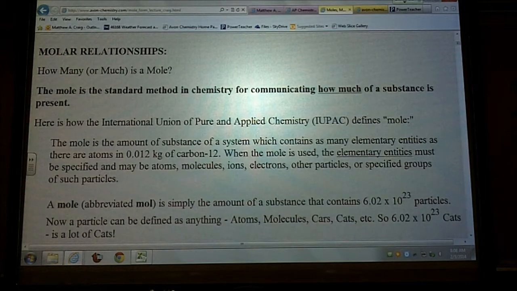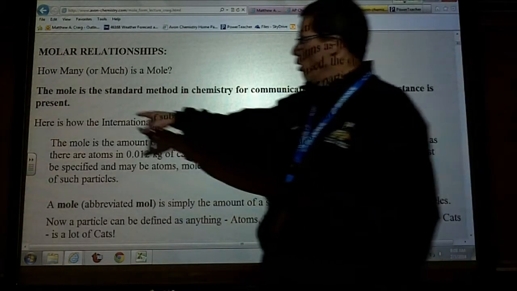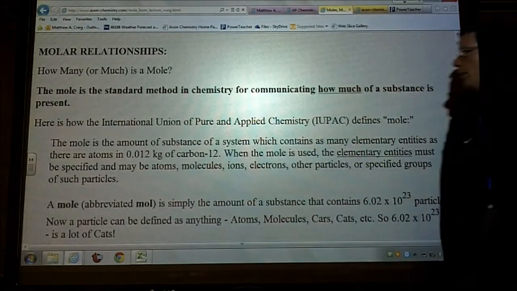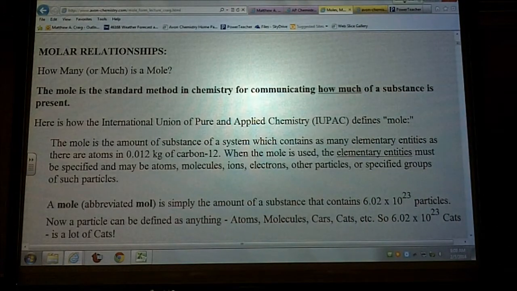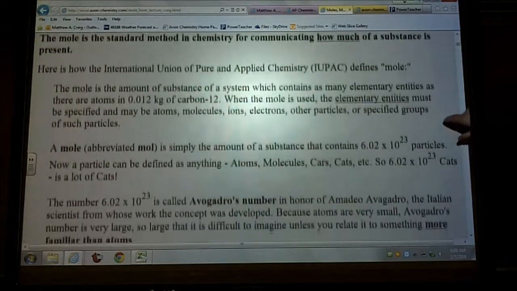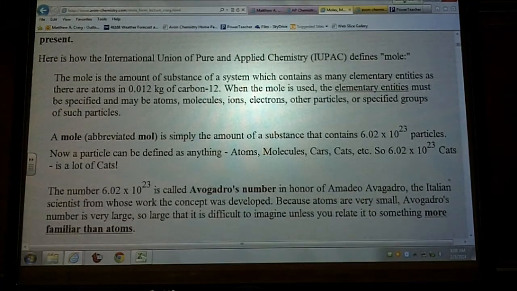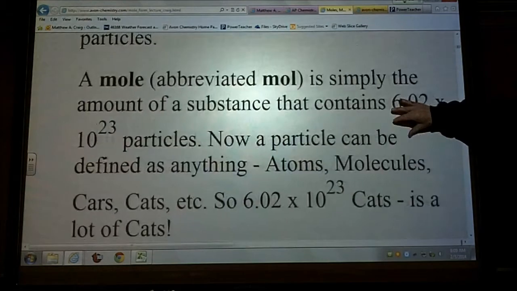It's actually a value. It's a number. It's a number without a unit. Until you put a unit on it, that number actually has no meaning. But when we talk about a mole, it's a standard method in chemistry for communicating how much of something you have. So when we talk about a mole, it is that number right there.